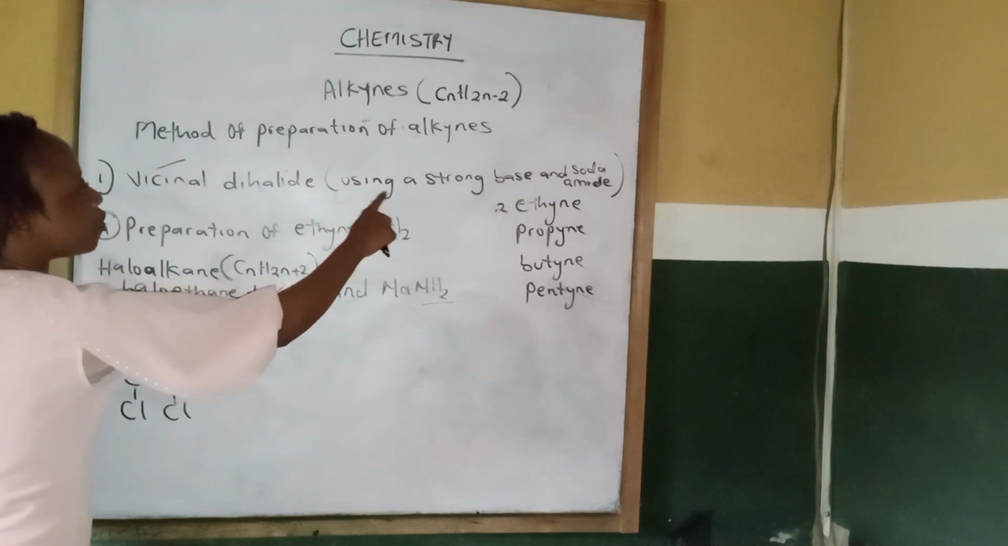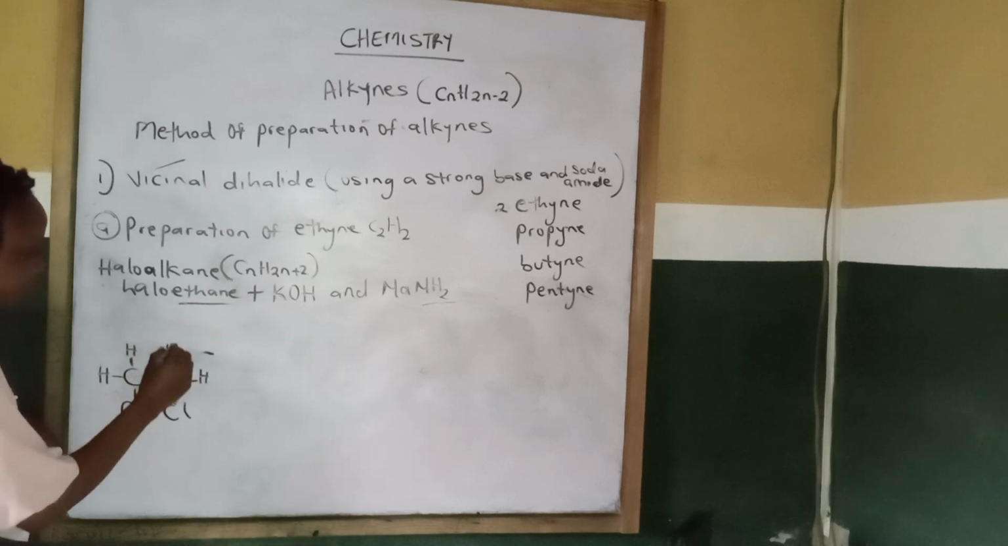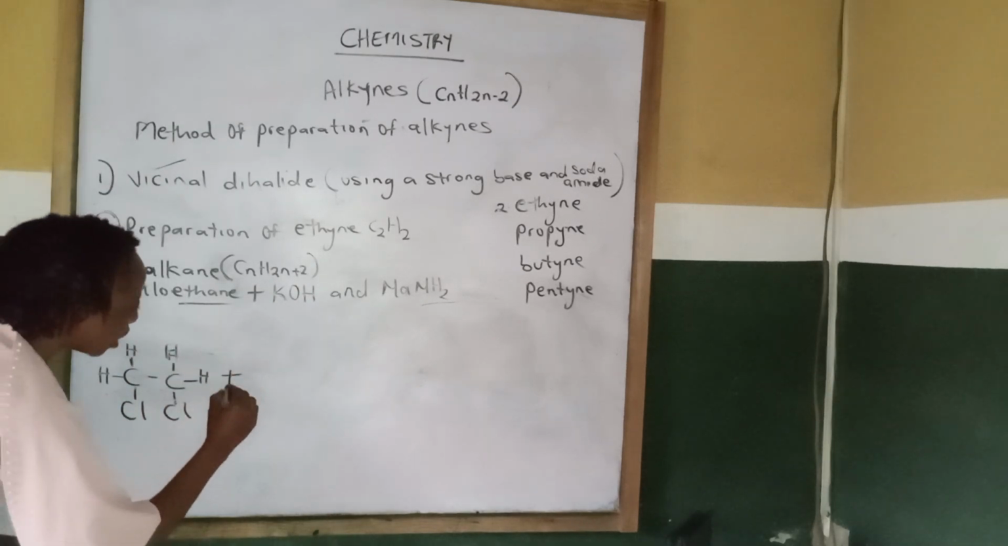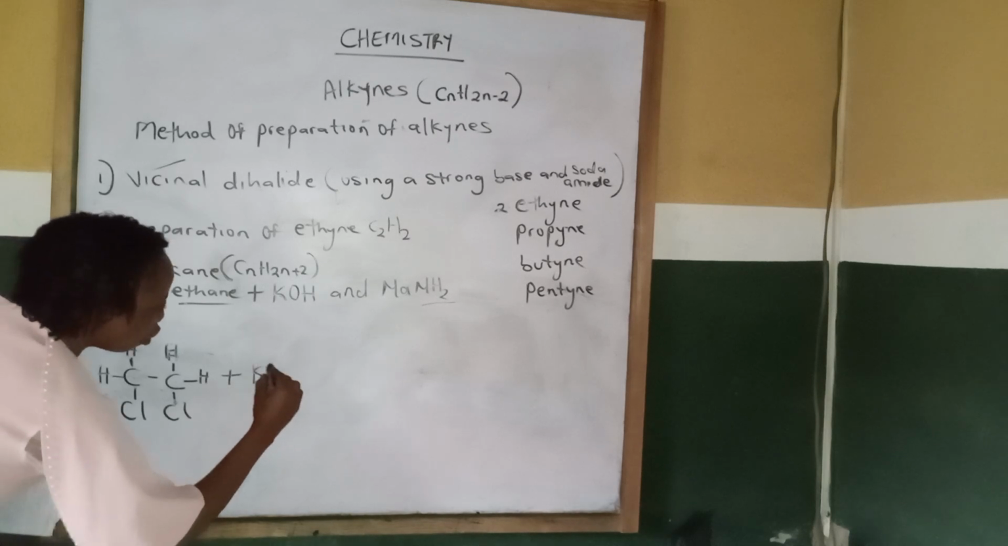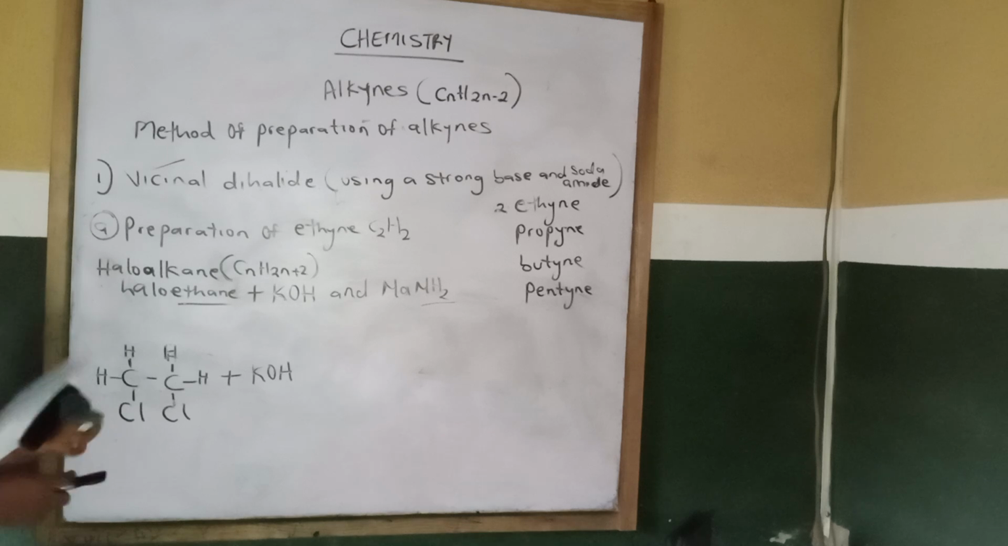So now the next stage, because the process says that the reaction will take place in the presence of a strong base. So we are using potassium hydroxide as a strong base. Let's add potassium hydroxide, KOH. So on addition of KOH to this structure, what will happen?